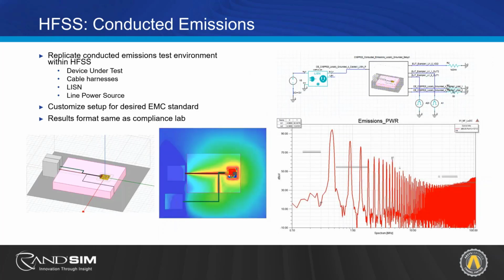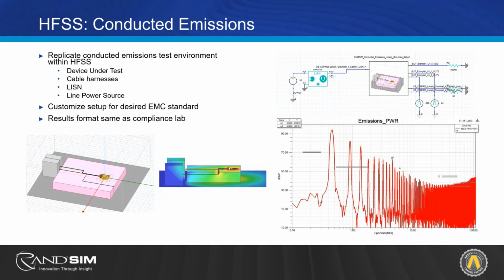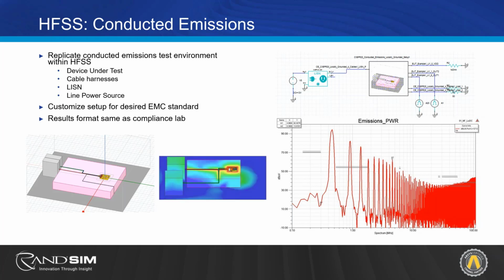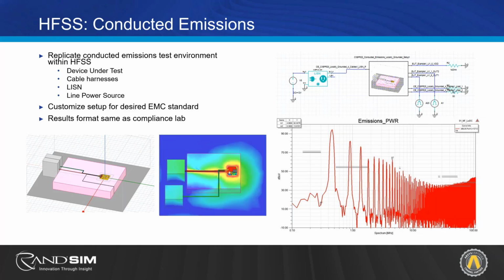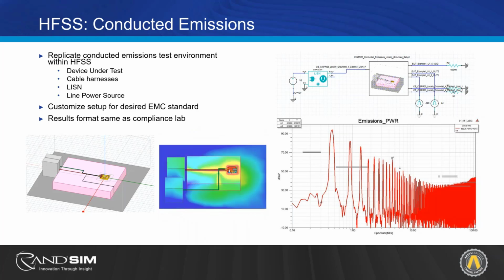And so aside from the radiated emissions, you can also do the same thing for conducted emissions. So here you bring in that same device under test, the cable harnesses. The circuit model has the line impedance stabilization network, or LISN, the same thing that you'll find at the compliance lab to decouple from the noise from the main power supply. It has the power source, and you get the same emissions plots that you typically see for your conducted emissions.